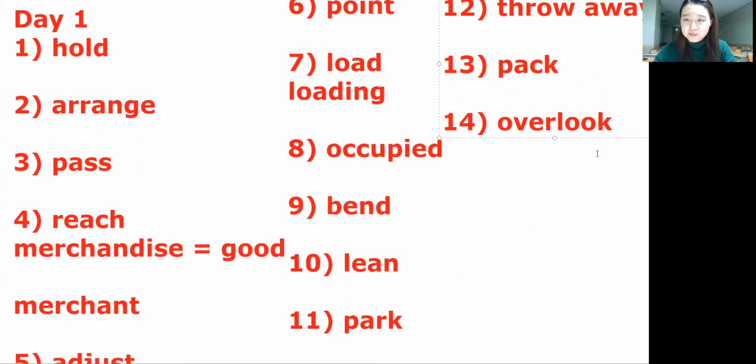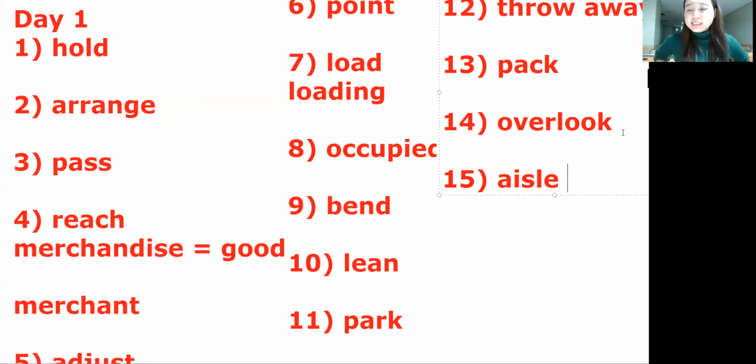Okay, number 15. Aisle. So I like this word because the alphabet S is not pronounced here. So when I say this word, I teach island as well because again, S is not pronounced. It's island, not Iceland. So I think students find this quite marvelous. Island. And I like to show a video for this word because I found a very interesting video about this word, aisle.